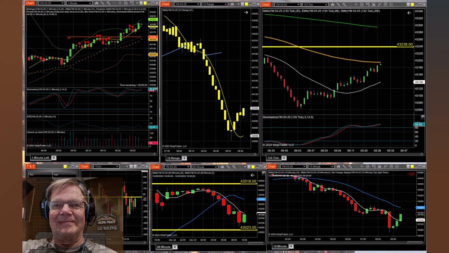Well, it's going to open up in a few minutes. The market is down. The 60-minute is down right there, right? Two moving averages, they're in a downtrend. The 15-minute is down. We are above the daily pivot. However, there's layers of resistance. The 43,238 is one of them, right?